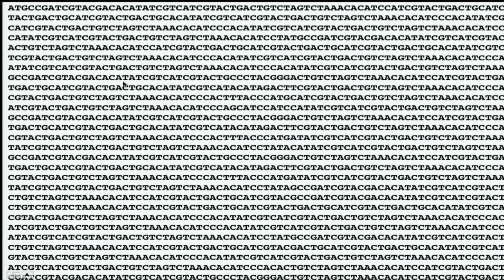But maybe in someone else in the world, this T right here might be a C, and maybe down here, this A might be a G. All the other letters would be the same sequence in the same order. And that's because all humans on Earth are at least 99.9% genetically identical to every other person on Earth. So we're really similar.